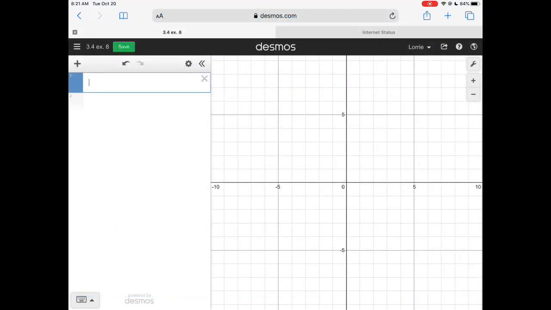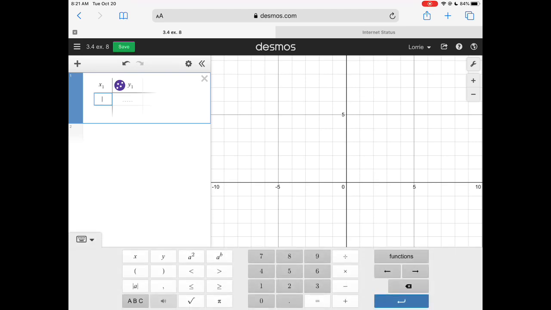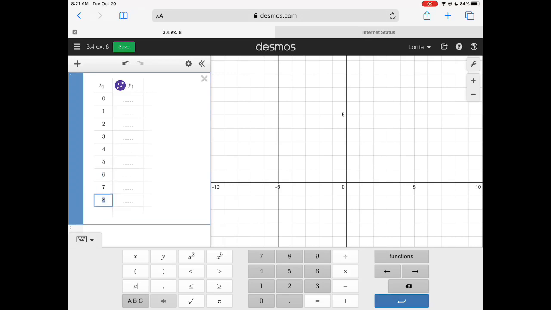The first thing that I want to do is create a table of data. So I'm going to go to the Add an Item button, which is the plus sign, and I'm going to add a table. Notice that I have x1 and y1 values. So I'm going to enter my x values in the x1 column and my y values in the y1 column. As I do that, I can space between each line. Now I'll put in my y values starting with 65 and continuing.